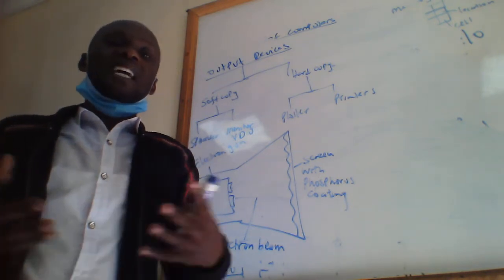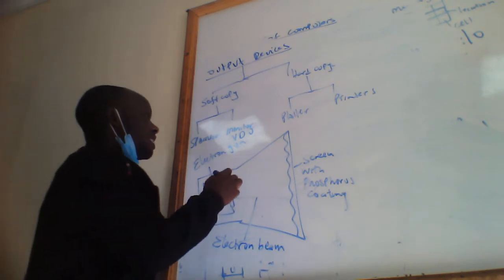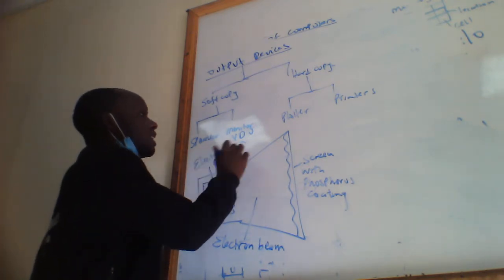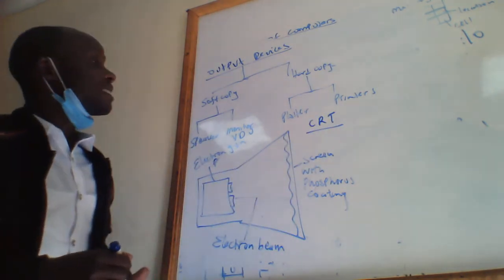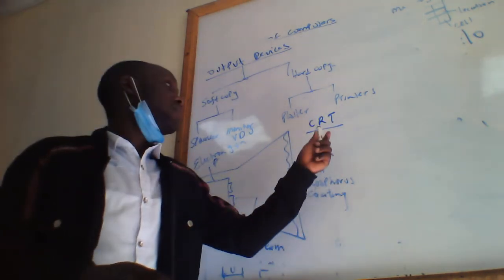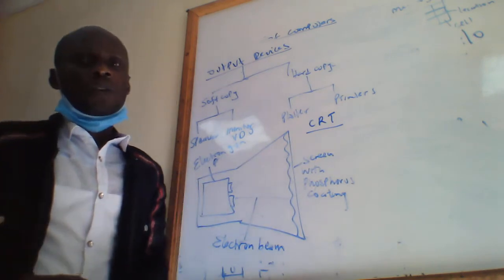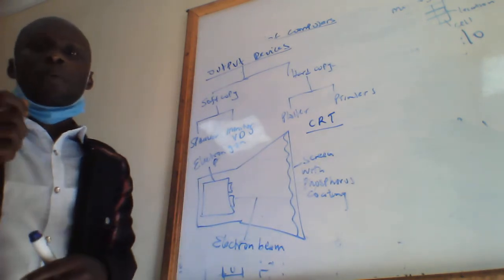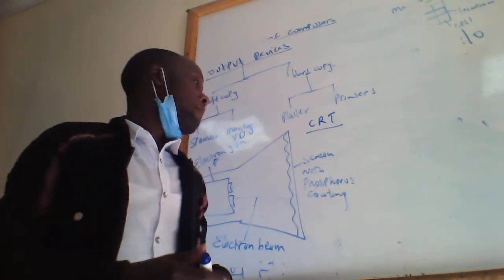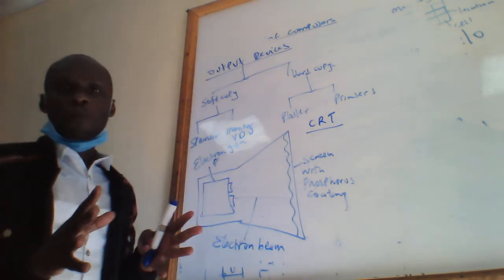There are various classes of monitors. One is the CRT monitor. We have a diagram for a CRT monitor. CRT means cathode ray tube. This monitor is heavy in terms of weight, and in terms of power consumption, it consumes a lot of power. It has various components or parts.